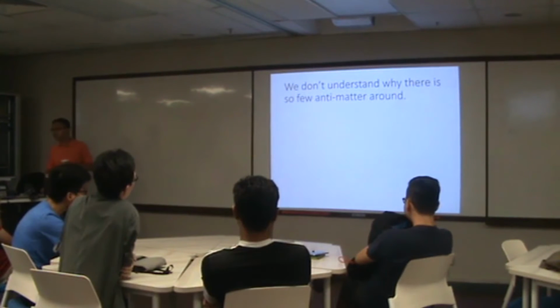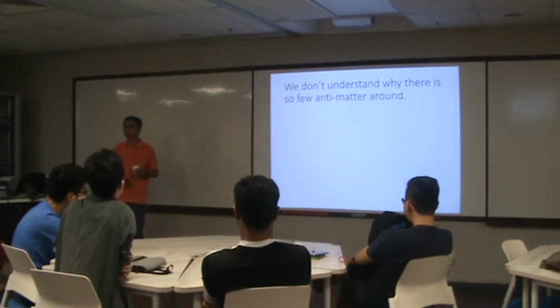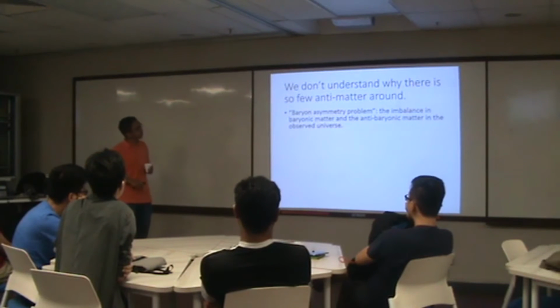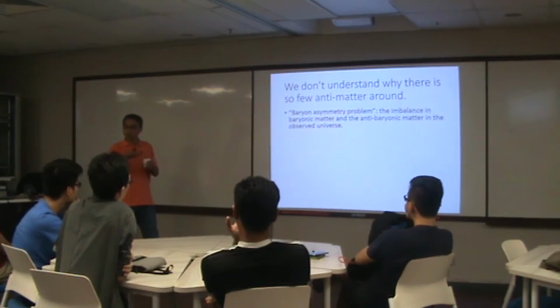However, we do not understand why we are all made of matter, not antimatter. Our sun is made of matter, our moon is made of matter, and it seems our entire galaxy is made of matter, and all our nearby galaxies are probably made of matter as well. We don't understand why. This fundamental question is called the baryon asymmetry problem. It is the imbalance between baryonic matter, baryonic here being a fancy word for hydrogen or protons, the heavier ones, and antibaryonic matter in the observed universe. We don't know why they are not balanced out.